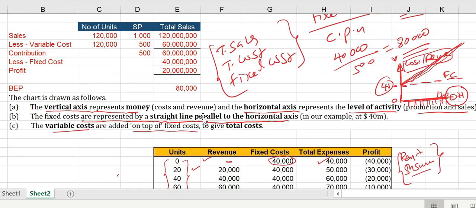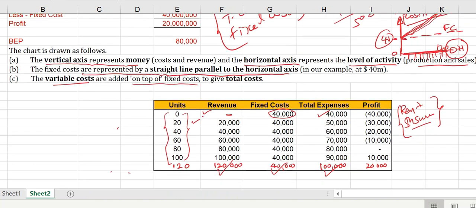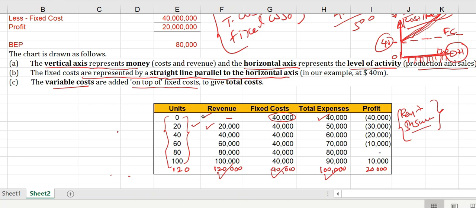When you produce 20,000 units times 1,000, that will be 20 million revenue. Your fixed cost is 40. Your total expenses will be fixed cost plus the variable cost. Your variable cost will be 20,000 times 500, so that will be 10 million. These are in millions. So 10 million plus 40 million will be 50 million. That will be your total expenses.